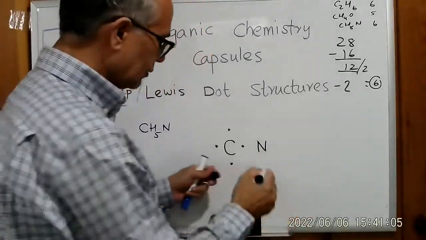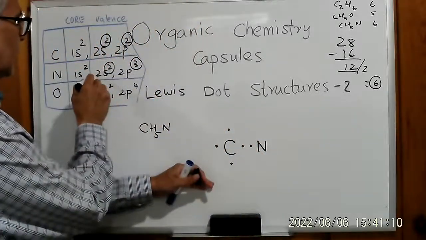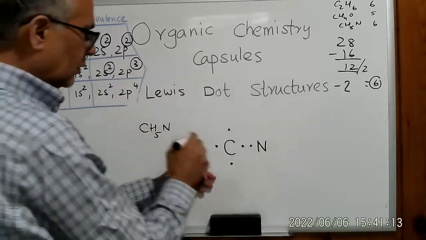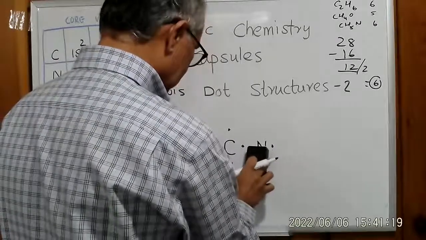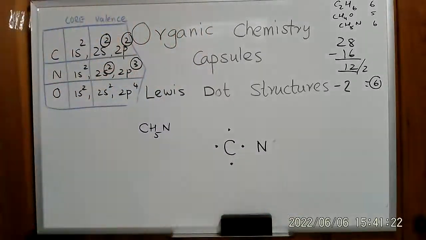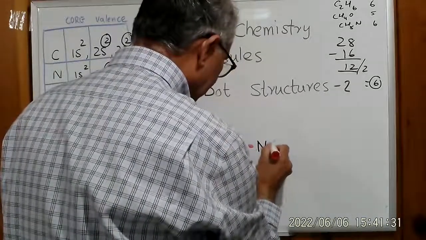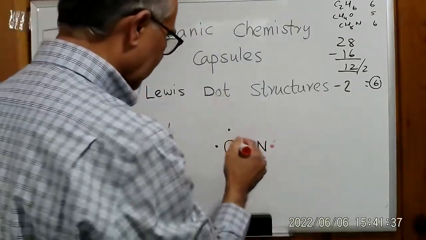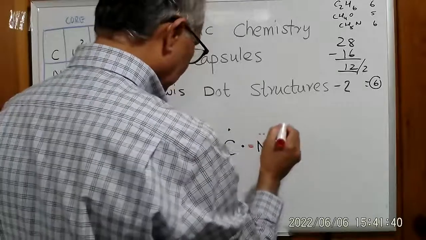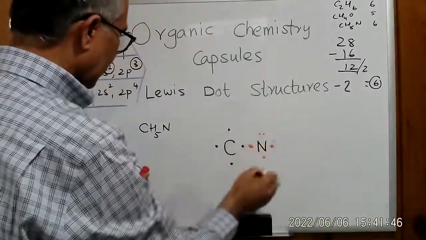Maybe I need to bring another color. So the nitrogen, remember nitrogen has 5 valence electrons. So I'm using the red color to bring nitrogen's electrons here. So there are 3 electrons on the nitrogen, and then there are 2 more. We'll come to that. We can put 2 more there, and that is the 5 electrons from nitrogen.